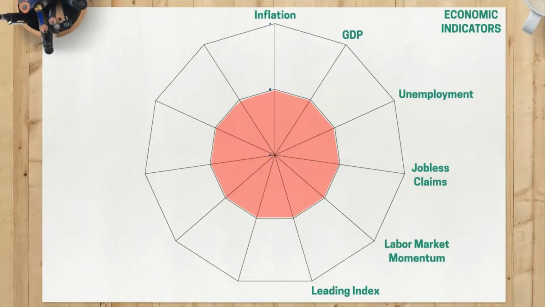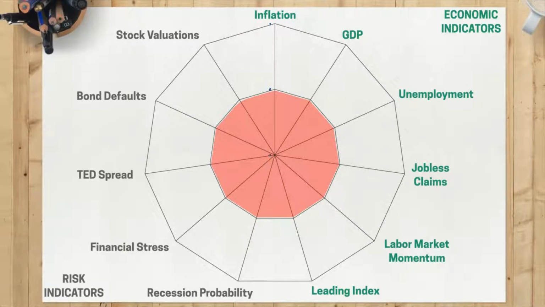On the right hand in green are 6 economic indicators which measure economic growth, inflation, and various aspects of the U.S. labor market. On the left in gray, we have 5 risk indicators, such as bond defaults and recession probability. For each of these data points, the best place to be is on the outer edge of the chart. The red indicates a measure that is out of our comfort zone.